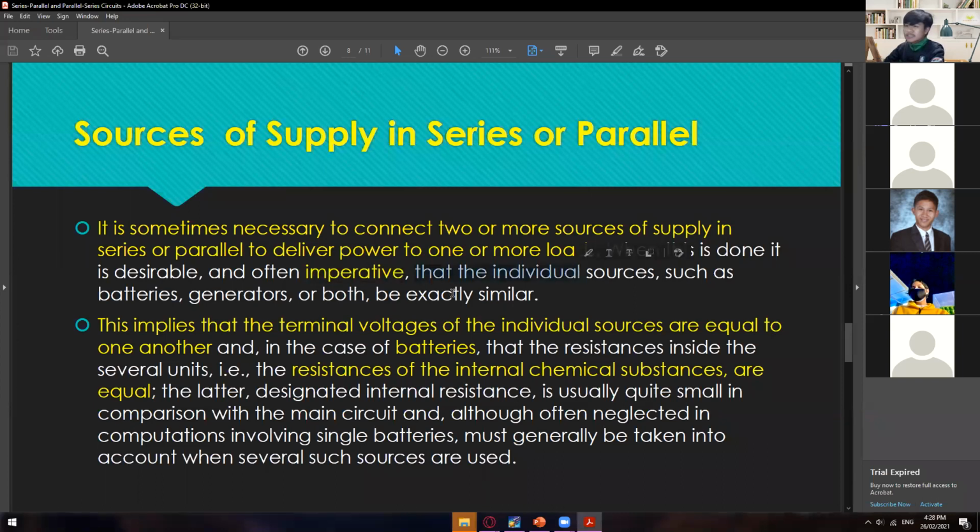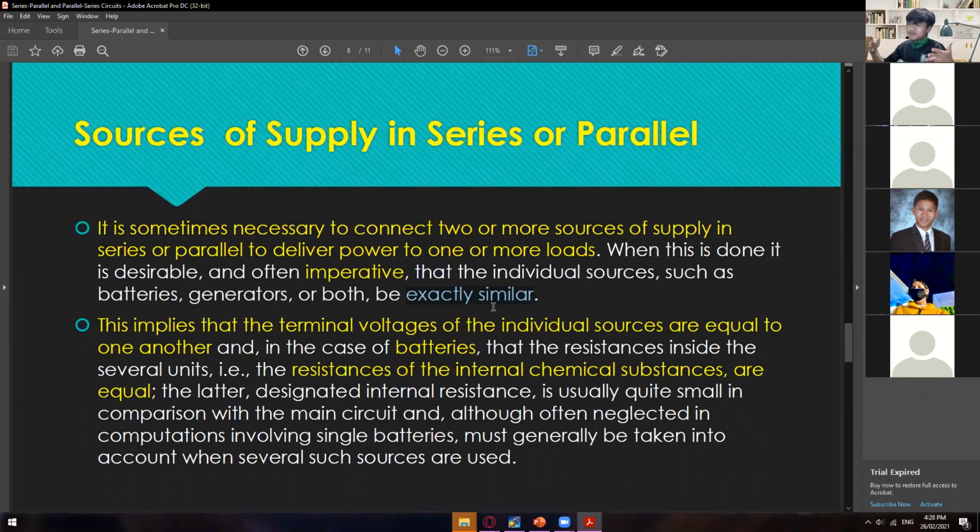The individual sources, such as batteries, generators, or both, should be exactly similar. So if we have, let's say, 20 volts on the first source, then you must also have another 20 volts on this source. Because if, let's say, you have 20 and then 10 here, that is not a good combination of 2 voltage sources.